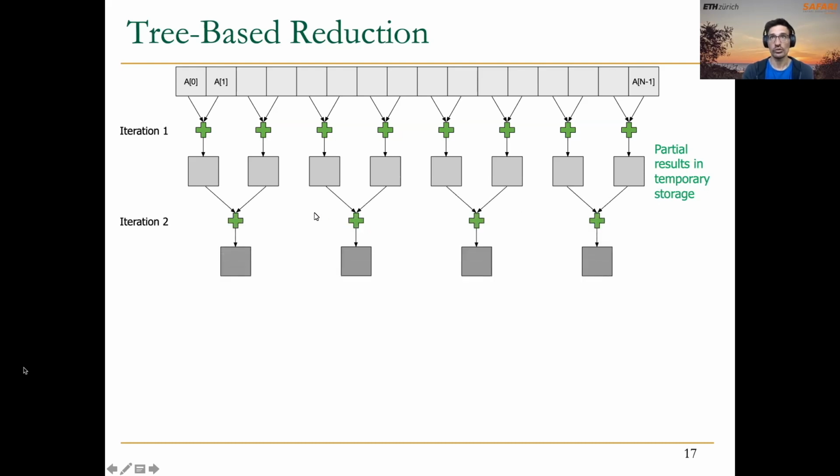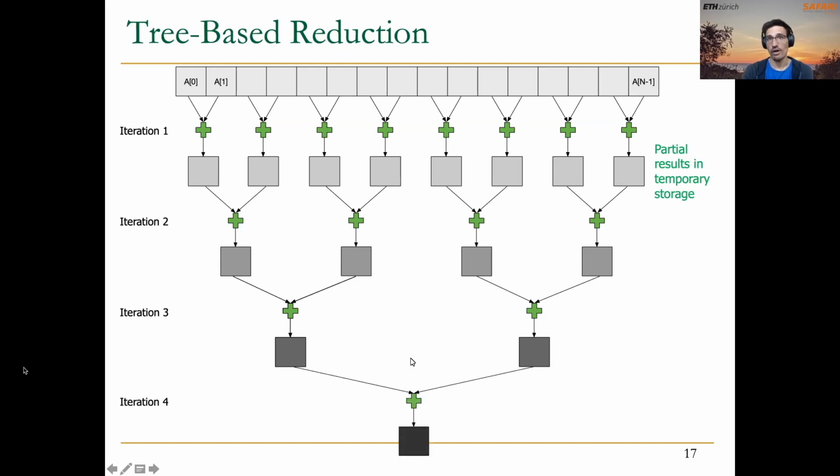In the next iteration, observe that half of the workers, half of the threads will retire, but the ones that remain continue performing additions, performing the reduction and accumulating the partial results in some temporary storage. In the third iteration, observe that now, after the third iteration, we only have 2 more values to add, and in the last iteration, we will have a final thread performing the final sum. So in total, for an array of n elements, we need log n iterations for this tree-based reduction. So as you see, it's already more efficient than the sequential reduction that we showed in the previous slide.